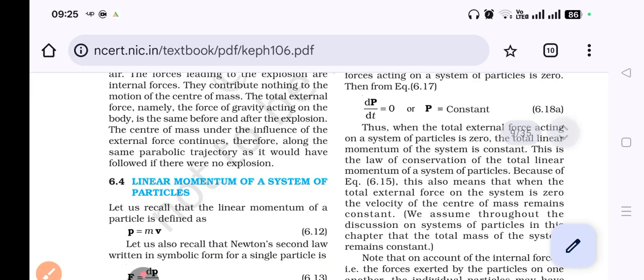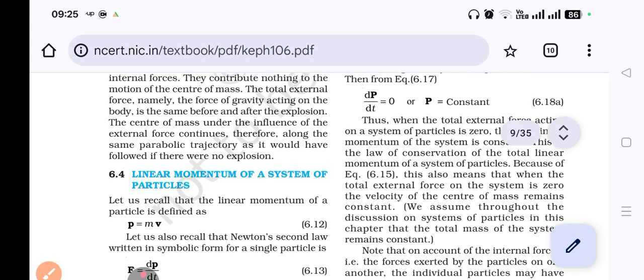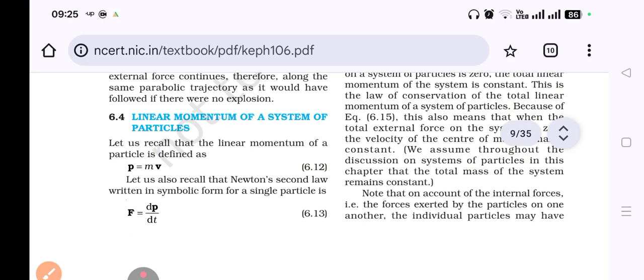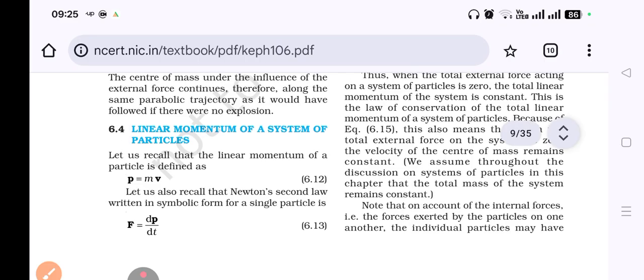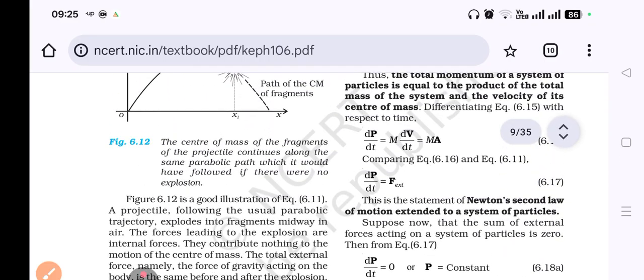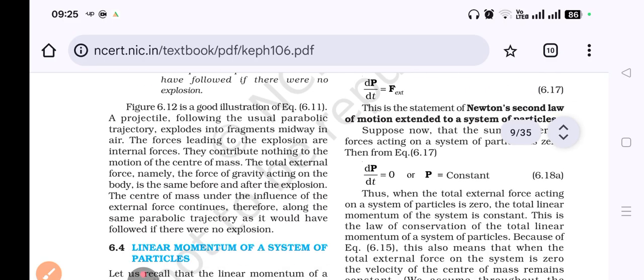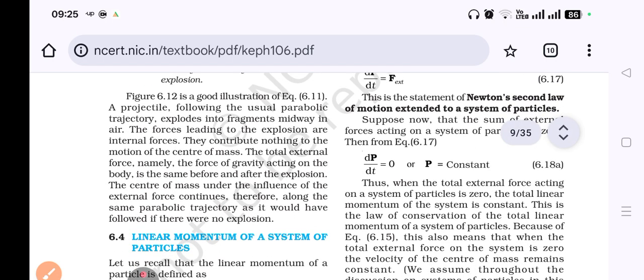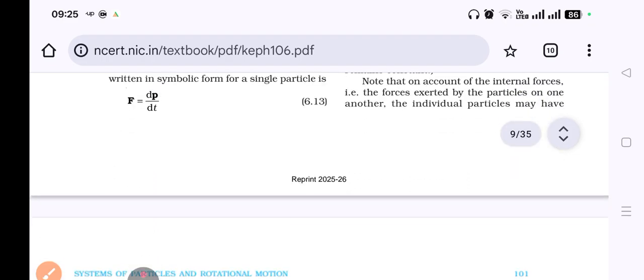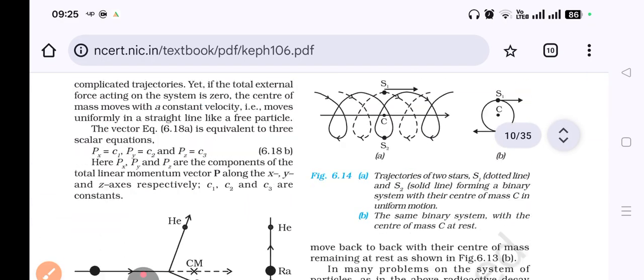And then there is momentum. Momentum is mass into velocity, and force, by the second law, is dp by dt, the rate of change of momentum. If there is no external force, the momentum will be constant. The momentum of the center of mass will be constant, it will keep on the same path, as I told you, if no external force is applied.